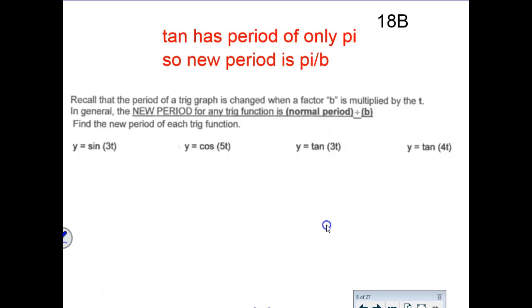All right, for funsies, flip back to worksheet 18 now, but look on the back side of worksheet 18. Okay, so big change here. If you're looking at a tangent or a cotangent function, the normal period is pi. So when I look at these 4 problems, I have a sine and a cosine followed by a tangent and a tangent. So they want me to calculate the new period.